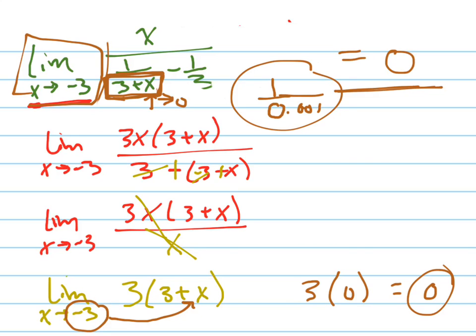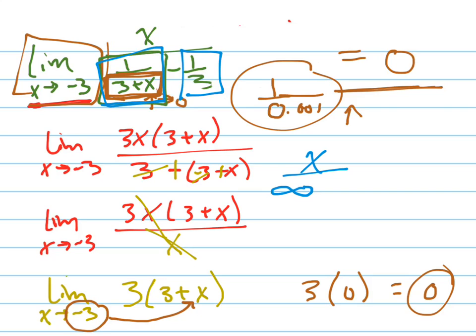This number right here is getting bigger and bigger and bigger, so this expression right here is getting bigger and bigger. This right here isn't changing. So you've got x over a number that's getting bigger and bigger, and what's x is just -3, because that's what it's getting closer to. This value is getting closer to -3, and the denominator is getting bigger and bigger.